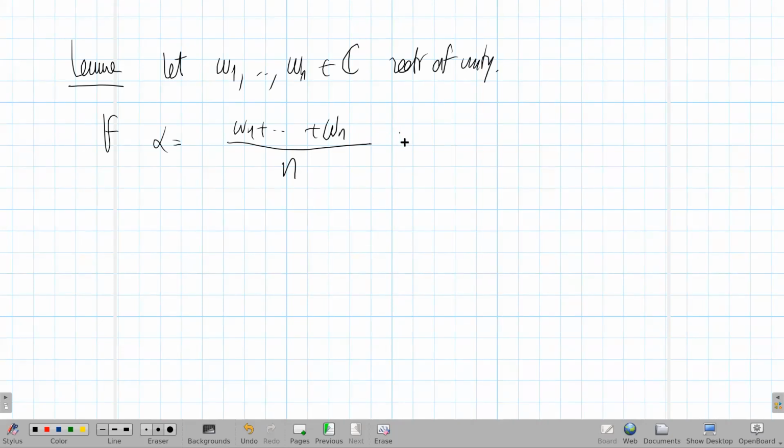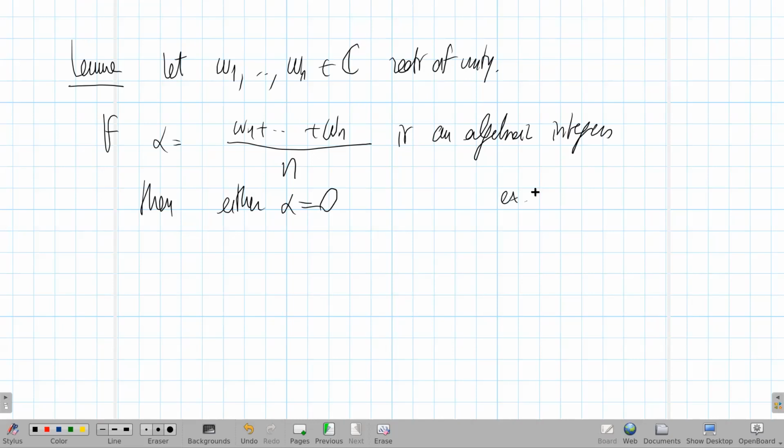Okay, so if this is an algebraic integer, it's actually an if and only if, then there are two possibilities. One is that this is 0. Of course, this can happen. For instance, a very trivial example: if the omega i are just 1 and minus 1, then you may have 0. So these are second roots of unity, their sum is 0, and this is okay. Or they are all equal.